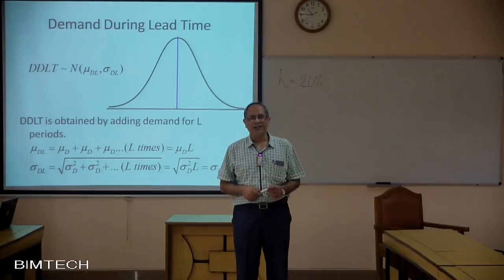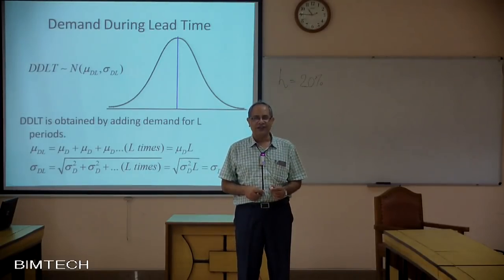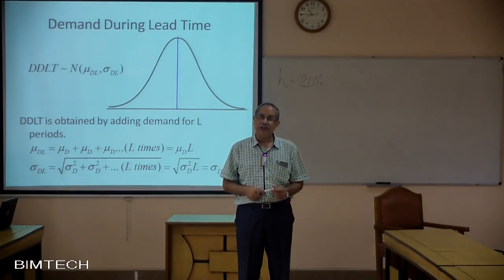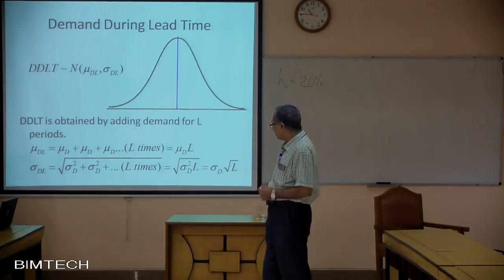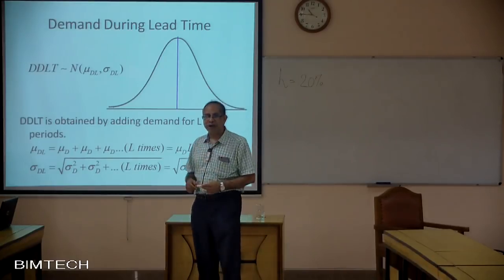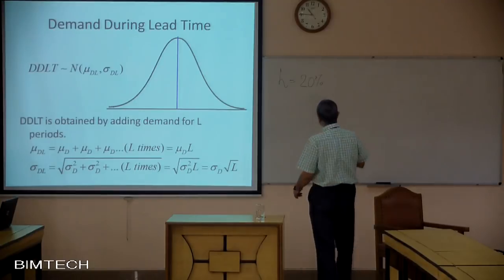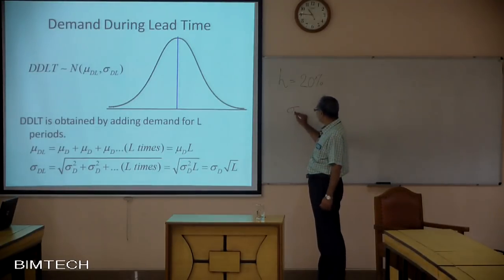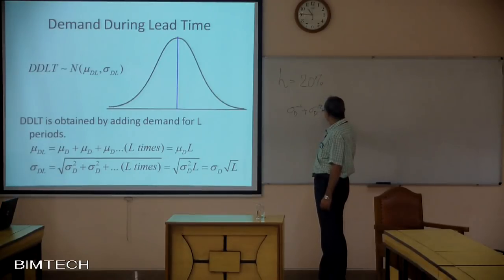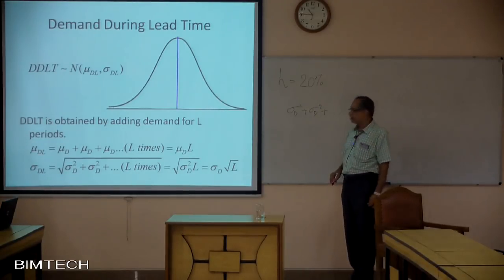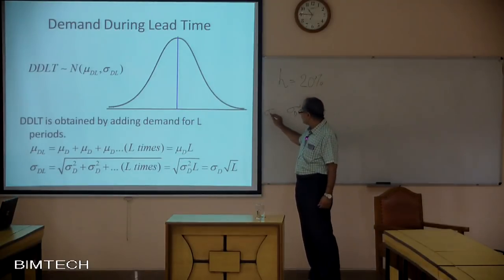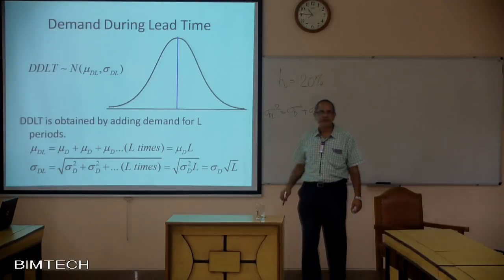We can't additively combine standard deviations, but we can additively combine variances, okay? And so how many variances are we combining? We are combining L variances. So we are saying that sigma d square plus sigma d square plus so on, we are combining, and we are saying that the sigma dl square is equal to this.